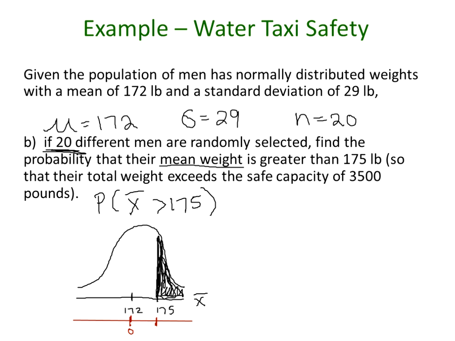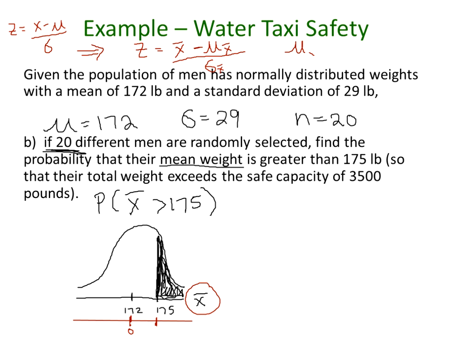So the formula for the z-score changes. Before, the formula looked like this. Z equals X minus the mean divided by the standard deviation. That's what it was before. Now the formula is going to look like this. Now it's not X, but X bar, because it's the distribution of our sample means. So it's X bar minus the mean of our sample means divided by the standard deviation of our sample means.